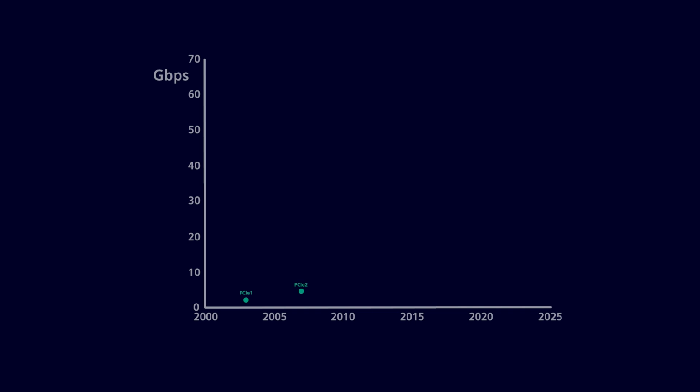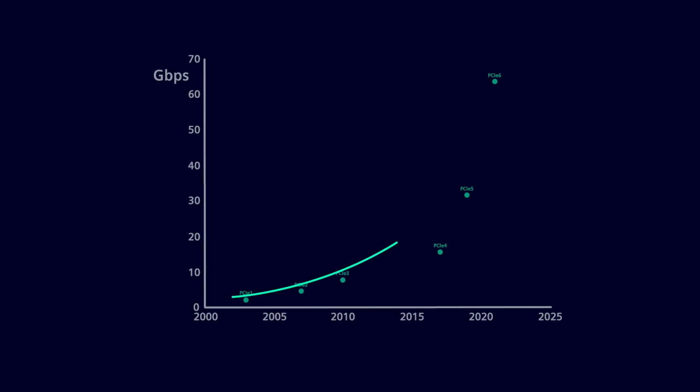about 4 years. PCI Express 3 released in 2010 at 8 gigabits per second, 4 came in 2017 at 17, and 5 was released in 2019 at 32. And most recently, PCI Express 6 was released in 2021 and offers speeds of 64 gigabits per second.